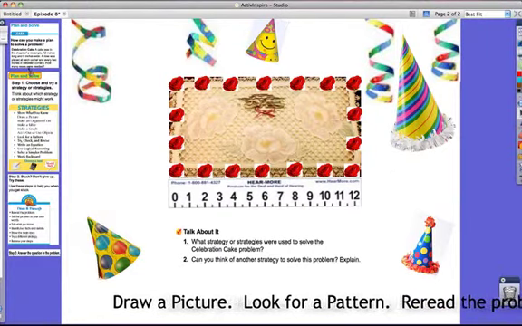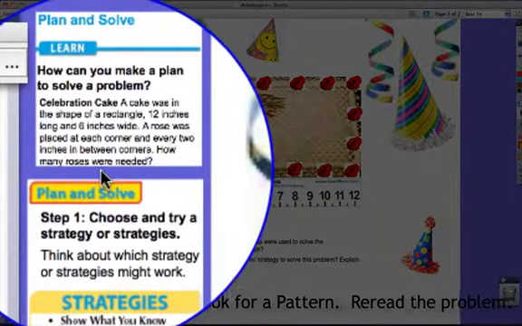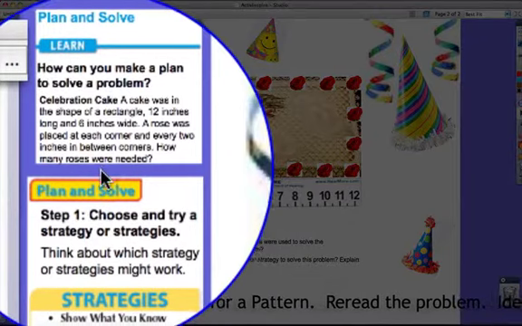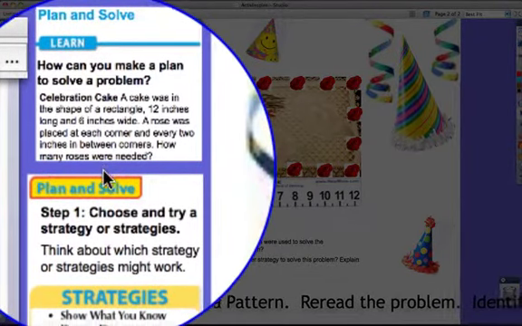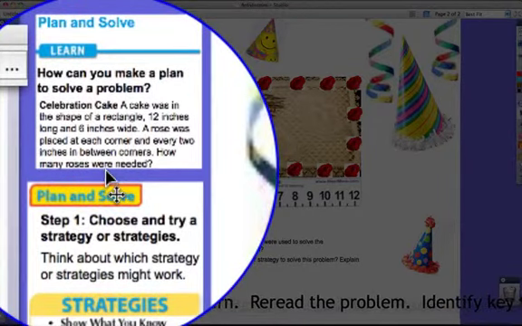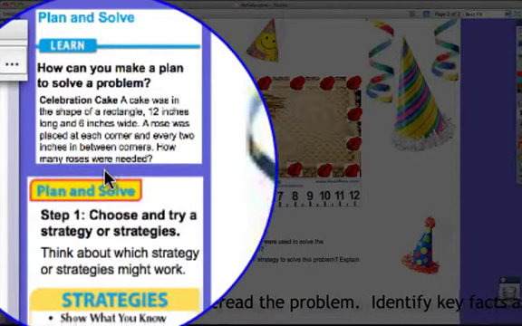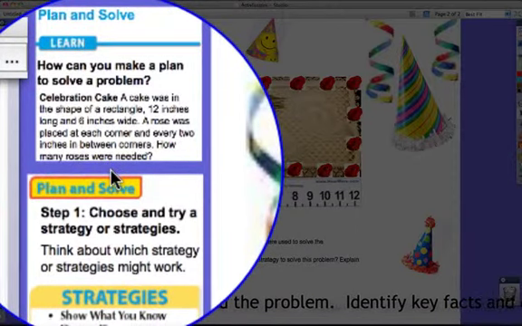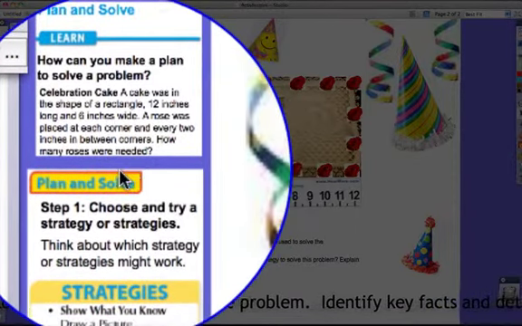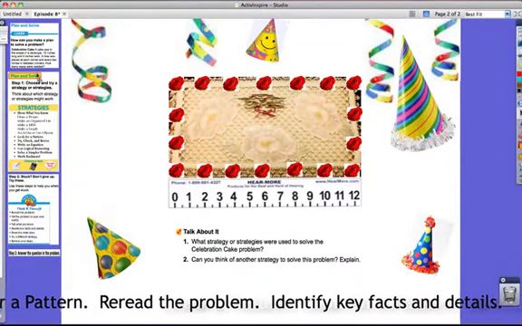All right, so again, a cake was in the shape of a rectangle. Got that. 12 inches long, we know we got that. And 6 inches wide, yes. Now it says a rose was placed at each corner. We did that. And every 2 inches in between corners. We sure enough did that. And the question says how many roses were needed. Well, let's count them up.